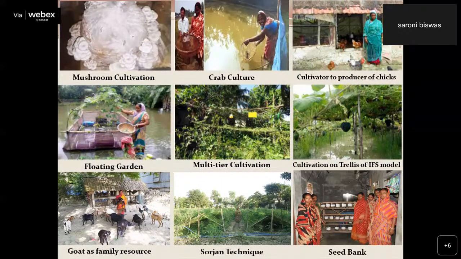So in this way, this integration is done, and there are certain other techniques and activities also. I've just given a few pictures, like crab culture or crab fattening, mushroom cultivation. Then this floating garden is one of the most interesting ones. Under this floating garden, in a cage, fish cultivation is also there. Then if the space of a homestead land is very less, we can go for multi-tier cultivation. So a number of options are there, and we can easily adapt or implement such techniques.